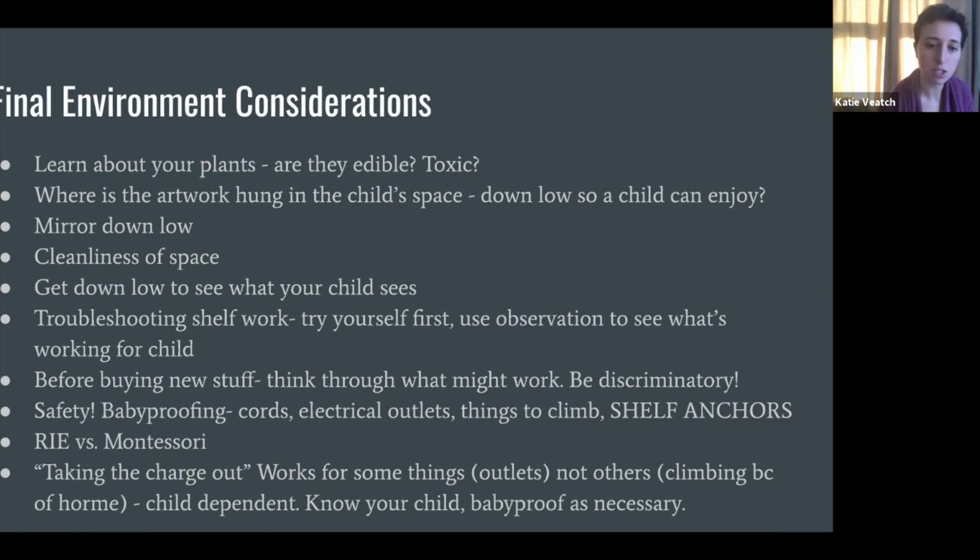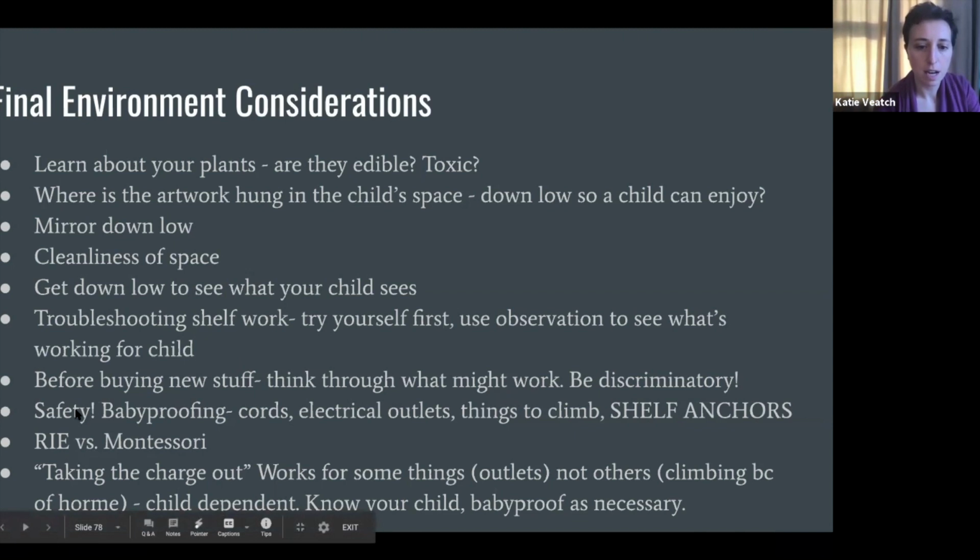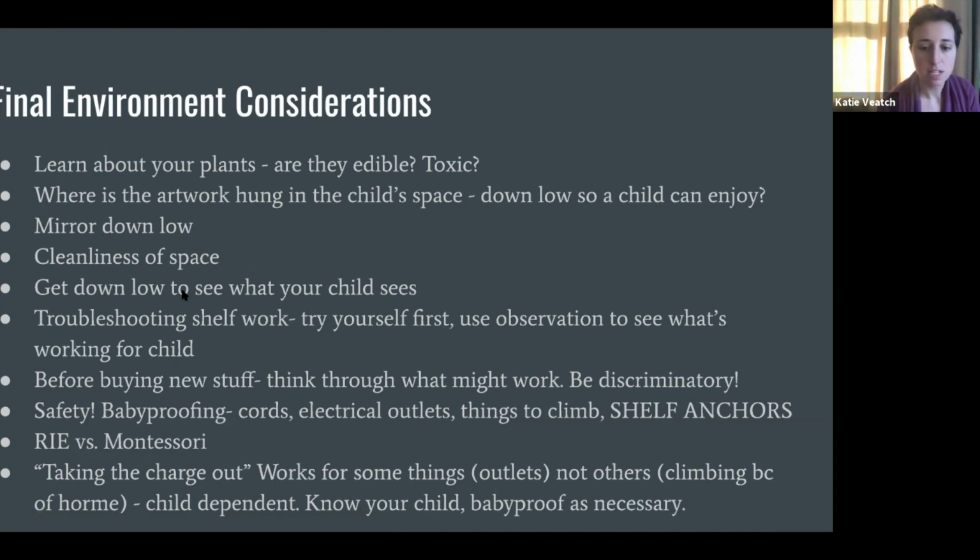Get down low, especially if you have a baby. Look up, look at what they see. Try your work first. Before you buy new stuff, see what's out there already, what you have in the home. Baby proofing, it may be necessary. Always anchor your shelves, always, always, always. Rye versus Montessori, just think about what kind of a space feels good for you, what works. And then you want to take the charge out. So that's child dependent. And this is back to baby proofing, right?